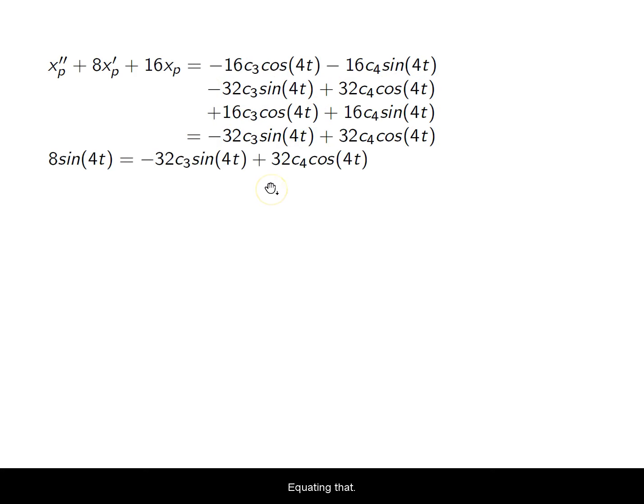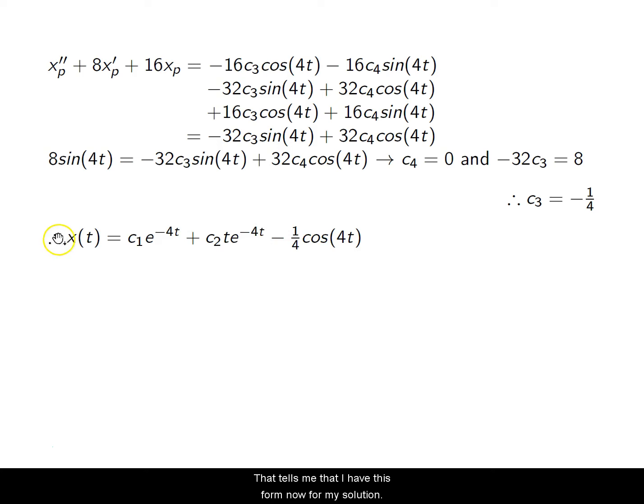Equating that to the forcing function allows me to figure out what my coefficients are. So obviously there's no cosine here, so this part goes away. Equating these two tells me that negative 32 C3 is equal to 8. Again, the C4 goes to 0. And then I get this equation, so when I divide both sides, I get a negative 1/4. So that tells me that I have this form now for my solution.